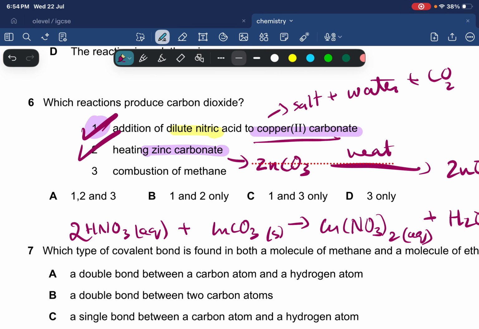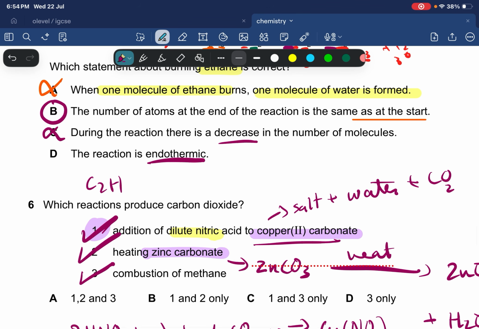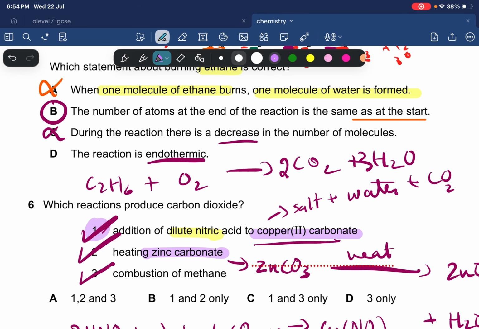This is correct. Combustion of methane. Yeah, again, that's correct. Why? Because when you're going to combust the hydrocarbon C2H6, and then you add oxygen to it, you form carbon dioxide and your water. There's going to be a 2 here, and then there's going to be a 3 here. The equation's balanced, and successfully you've produced your carbon dioxide. So this one's also correct. 1, 2, 3, all are correct.